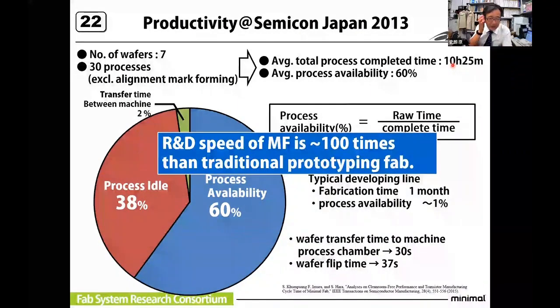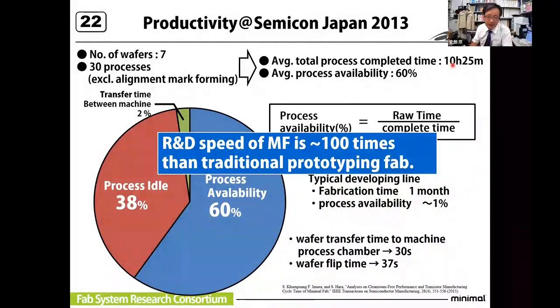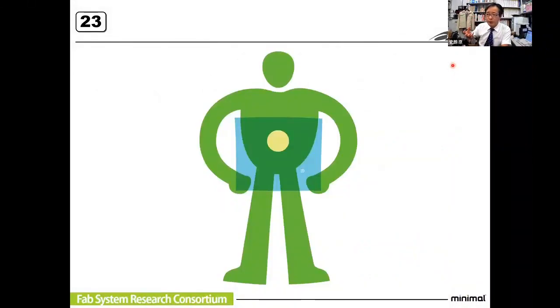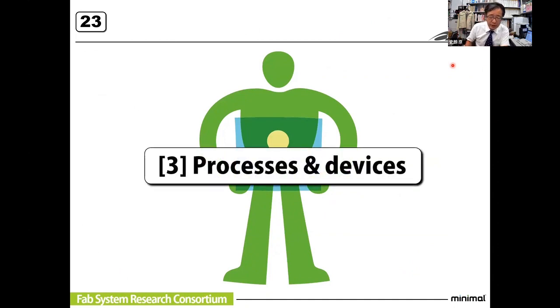So anyway, as a result, the R&D speed of minimal fab is 100 times that of a traditional prototyping fab. So one researcher can make a device by himself or herself. And I will introduce a little bit about the processes and devices.